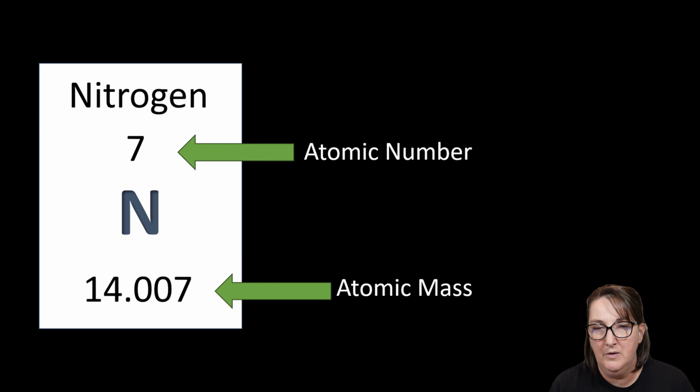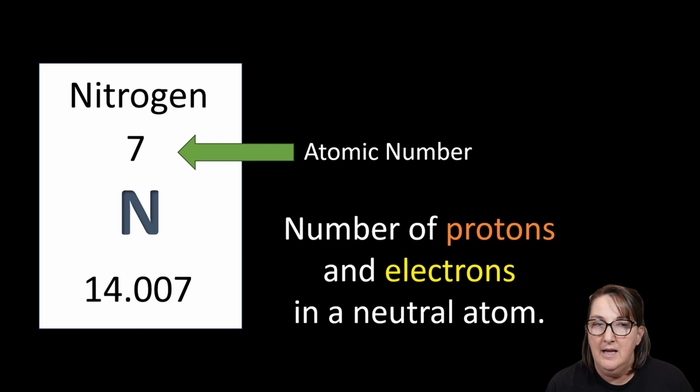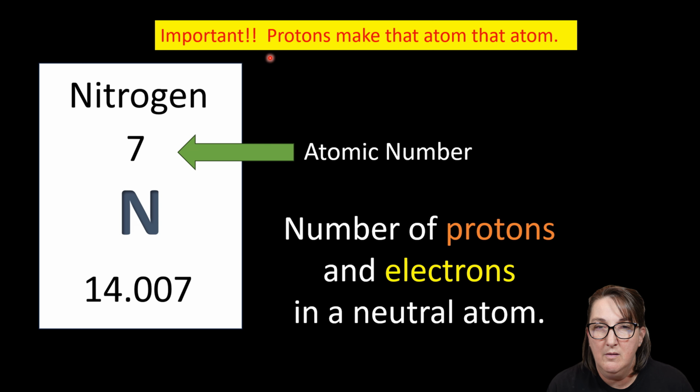So let's look at the atomic number and atomic mass. The atomic number, like I said, is where your number of protons are in that atom. And if I have a neutral atom, it's also going to be the number of electrons. So nitrogen has 7 protons and 7 electrons. So the important thing to take away with this is my atomic number, my protons, is what makes that atom. I have 7 protons. Every single nitrogen atom will always have 7 protons. I will never have 8. If I have 8, I have oxygen. I no longer have nitrogen.